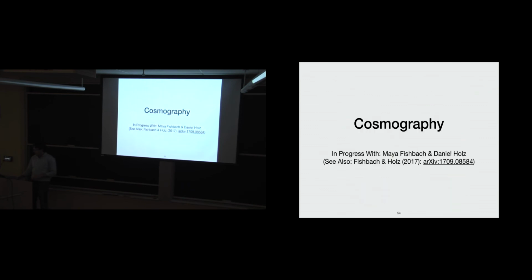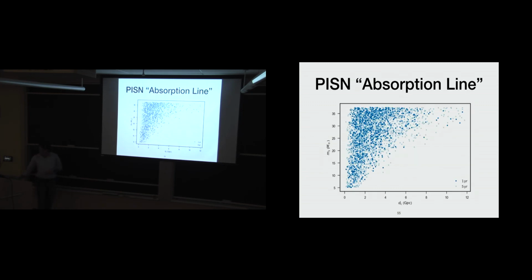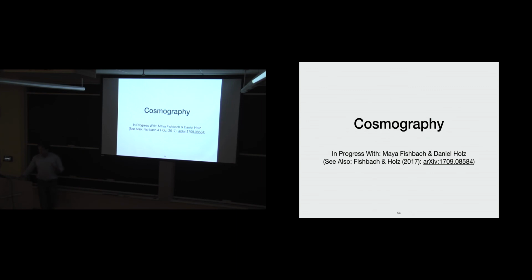Okay, I'm going to skip that. And then I want to talk about something that's very exciting. It's in progress. I'm just going to use my last bit of time on it. It's also with Maya Fischbach and Dan Holtz. And the idea here is, can you use gravitational waves alone to make cosmographical measurements, redshift distance relations? So what we did with the neutron star was the gravitational waves did the distance, the electromagnetic waves did the redshift. Can you do without that?